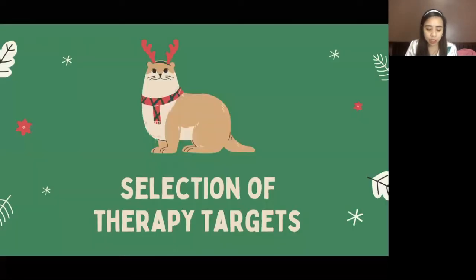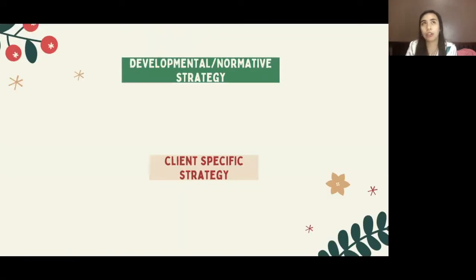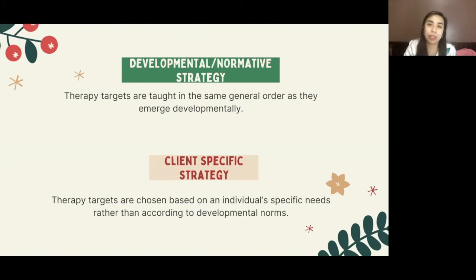Next, selection of therapy targets. What does that mean? In short, selection of long-term goals. So how do you choose your long-term goals? There's a thing called the developmental or normative strategy and a client-specific strategy. So what's the difference between the two?